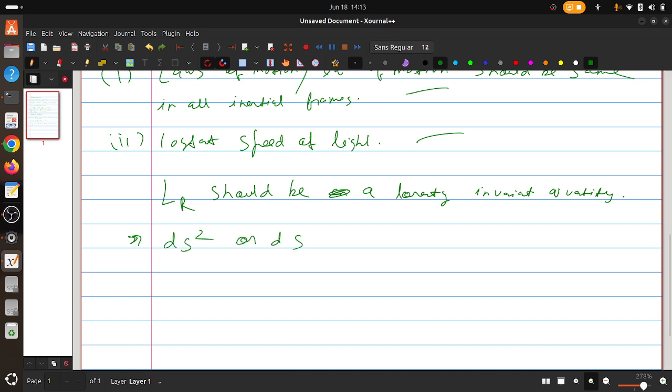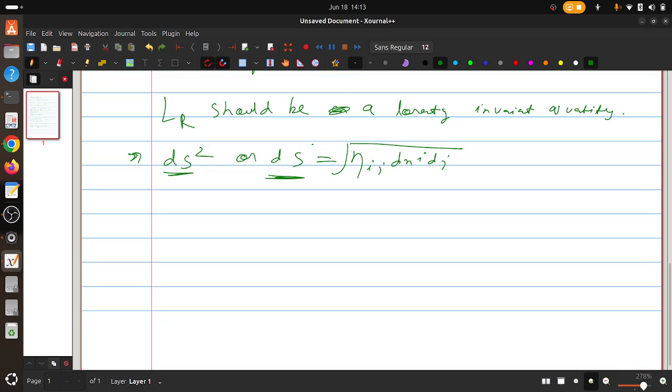So it was ds square, or we can call it ds, which was equal to the square root of eta_ij dx^i dx^j. This was the most basic Lorentz invariant quantity, and you can say that it is a geometrical quantity. It is the very geometrical nature of spacetime, right? So we can choose this quantity to be our relativistic Lagrangian.